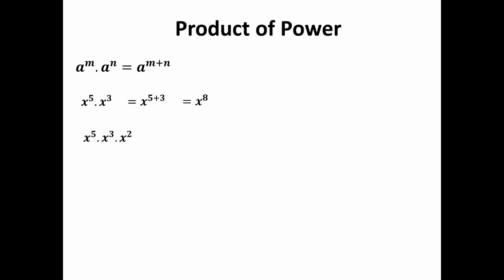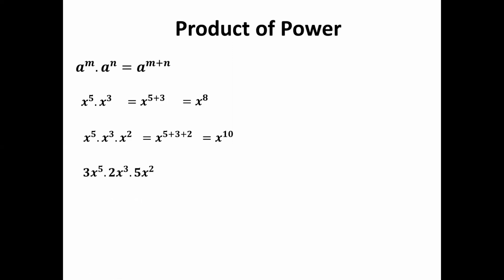Kung papansinin natin, may tatlong x tayong nakikita at iba't iba ang kanilang mga exponent. Ang una is x to the 5, followed by x cubed, and then x squared. Dahil pare-pareho namang x ang given at may kanya-kanya lang silang exponent, maaari nating i-add ang mga exponent. So we have it now as x raised to 5 plus 3 plus 2. Finally, ito ang ating sagot. X raised to the 10th power dahil ang 5 plus 3 plus 2 is simply equal to 10.